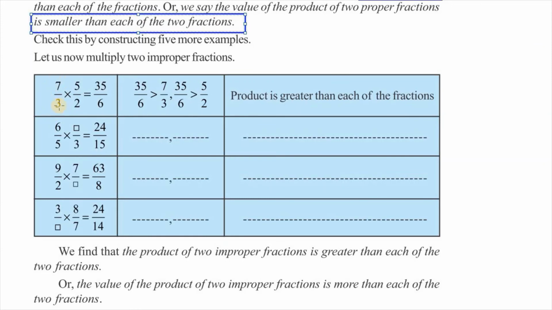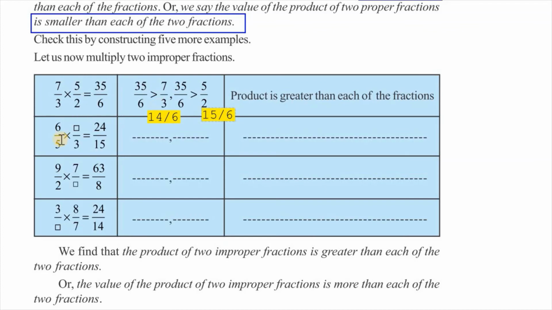So the product is equal to 35 by 6 and the value of 35 by 6 is greater than 7 by 3 and 5 by 2. Again, to verify this, you need to convert them into like fractions. So to convert into like fractions, you have to change the denominator to the same. 7 by 3 becomes 14 by 6 and 5 by 2 becomes 15 by 6. Both of these are less than 35 by 6 because 35 is greater than 14 and 15.